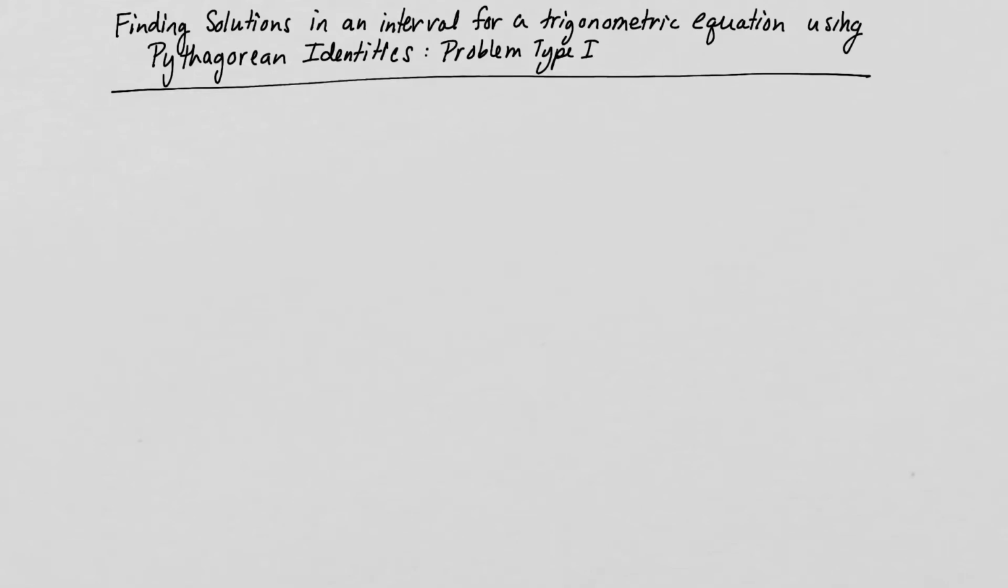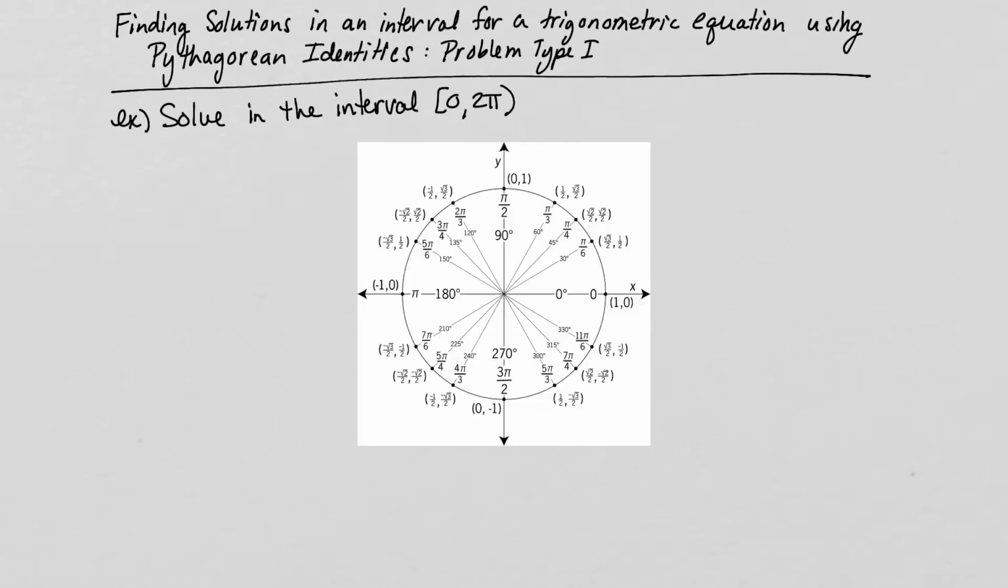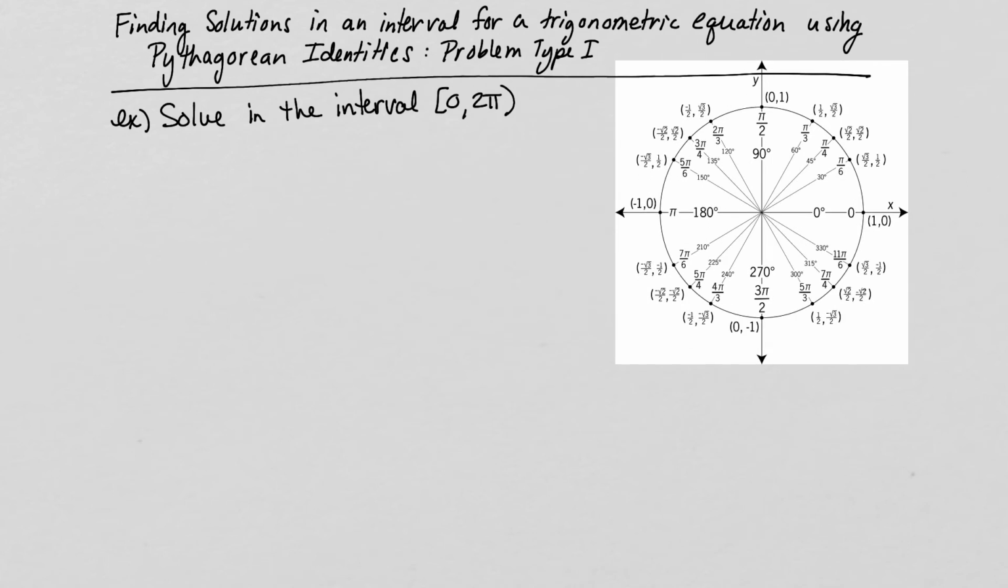So in these problems, we are going to have to use an identity to be able to get the problem into something where we can factor or do something else with it. So for example, solve in the interval 0 to 2 pi. And because we're going to need it, we might as well put our picture.